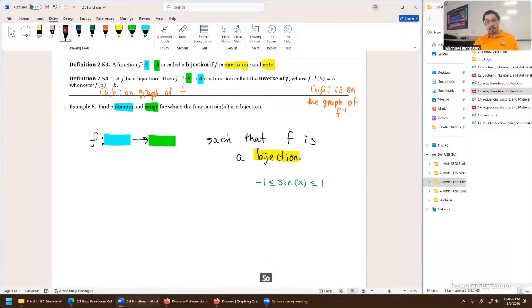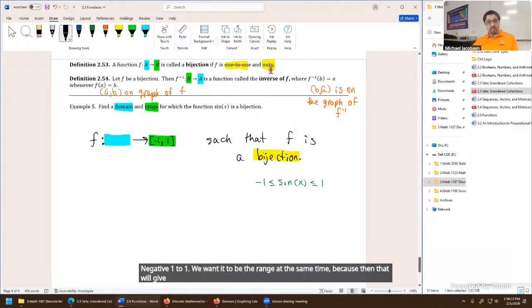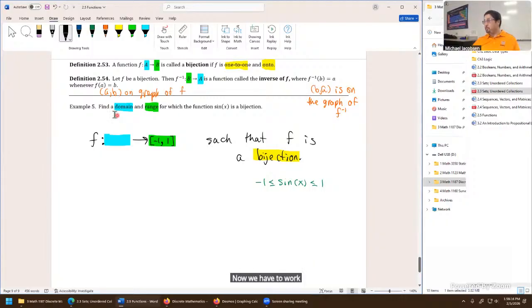So it's sensible to say the codomain should be -1 to 1. We want it to be the range at the same time because then that will give us onto. So that's a great starting point. Now we have to work on the domain. A trig function like this naturally has a domain R.